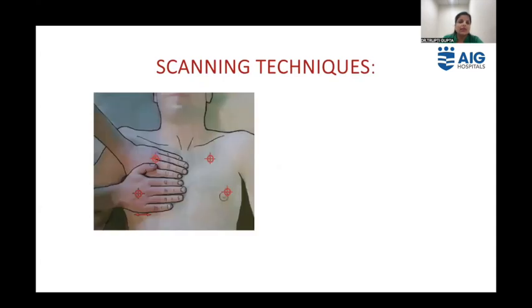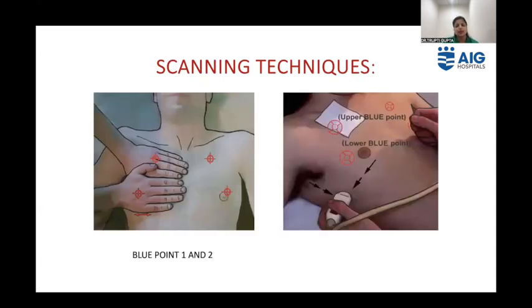Coming to scanning technique, various techniques have been described. The most commonly used scanning technique is the BLUE points 1 and 2, the phrenic point, and the PLAPS point. We'll explain each and every point in detail now. The first one is the BLUE points 1 and 2. Here we place both hands on the patient's chest like this. The upper ulnar border of the upper hand is just below the clavicle of the patient, and the fingertips are at the midline. Then we overlap the second hand below the upper hand like this, with thumbs excluded.